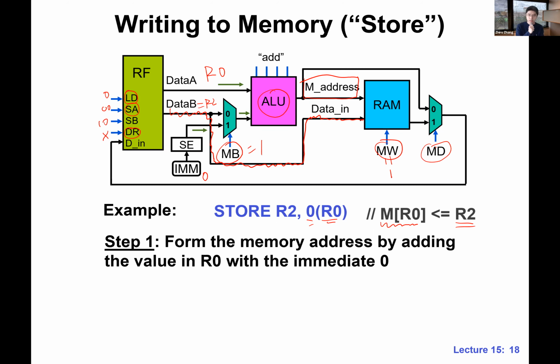What is MD? Is it 0 or 1 or what? Doesn't matter, right? Okay. Whether 0 or 1, doesn't matter, just X, because we are not writing to the RF. These paths, right? This path is not too useful in this case. We only write to the RAM. All right, any more questions?